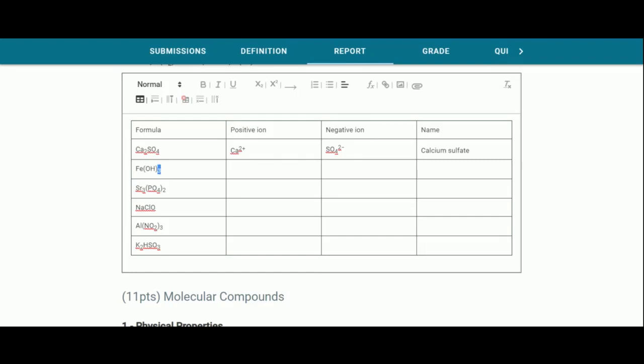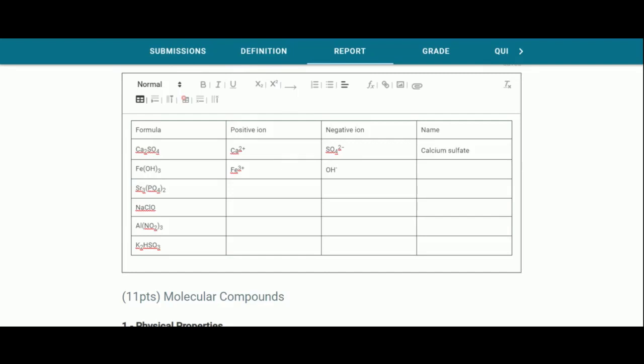There are 3 of them. That's a total of -3. So iron has to be a +3. This will be Fe superscript 3 plus, and then the negative ion will be OH superscript minus.